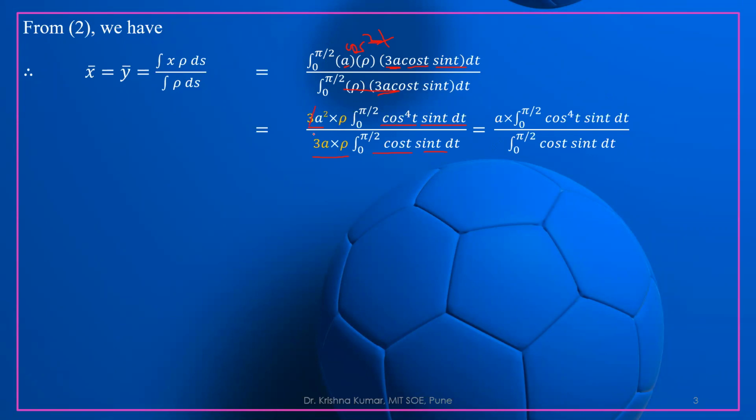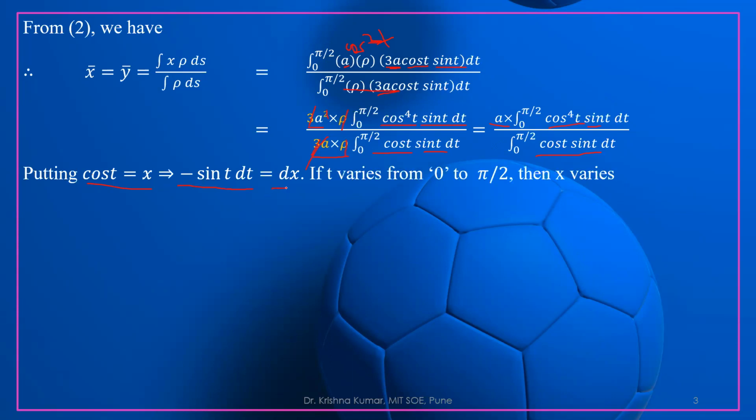So this 3 will cancel, a will cancel, and rho will cancel. What we are getting? A times of integral 0 to pi by 2 cos to the power 4t sin t dt, and cos t sin t. Correct. Now putting cos t is equal to x. So what is derivative of cos t? It is minus sin t dt is equal to dx. If t varies from 0 to pi by 2, then x varies from 0 to 1.